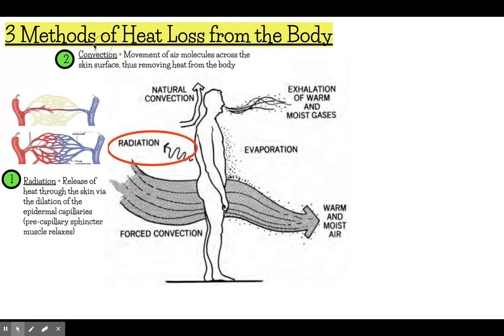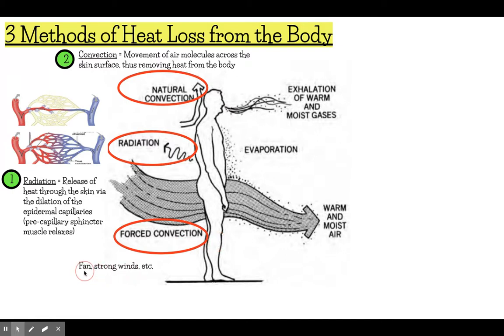All right, so that's the second method by which we lose heat. That's called convection. It doesn't have to do with blood flow or capillaries, so it's different than radiation. This is more about the air on the outside hitting the skin surface. Now, there's natural convection, and then there's actually another type called forced convection.